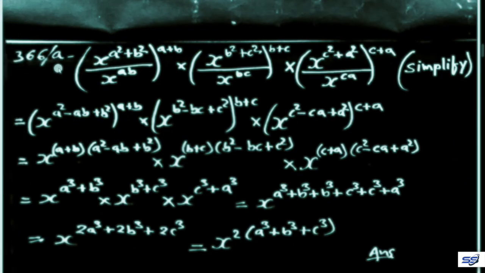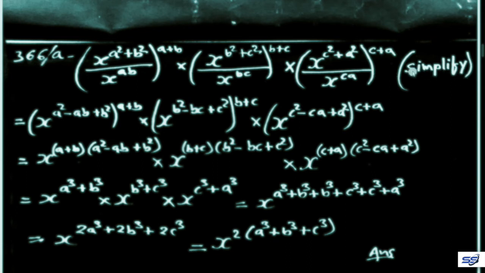Problem number 366 upon A, given in the problem: (a power a square plus b square upon a power ab) whole power a plus b, into (x power b square plus c square upon x power bc) whole power b plus c, into (x power c square plus a square upon c power ca) whole power c plus a. This is simple, this is a problem of indices. Now we have to simplify.